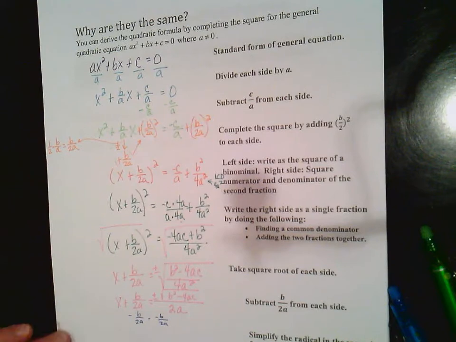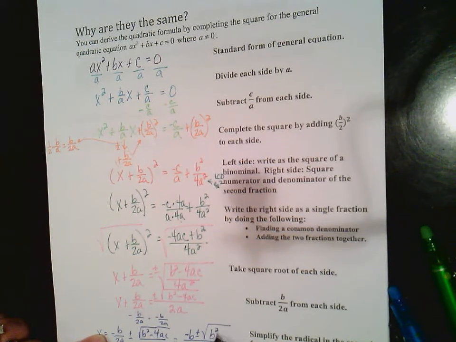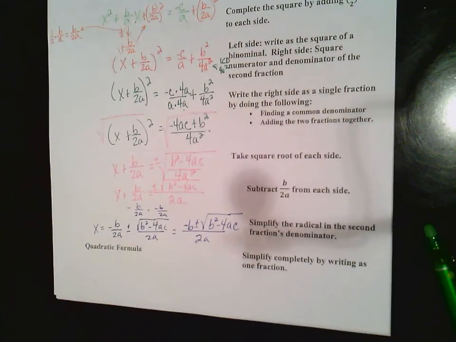So what I end up with is x equals negative b over 2a plus or minus the square root of b squared minus 4ac all over 2a. Since this is the same denominator, I can just put it all over 2a and have, this is a negative, so negative b plus or minus the square root of b squared minus 4ac. And that, my friends, is the quadratic formula.